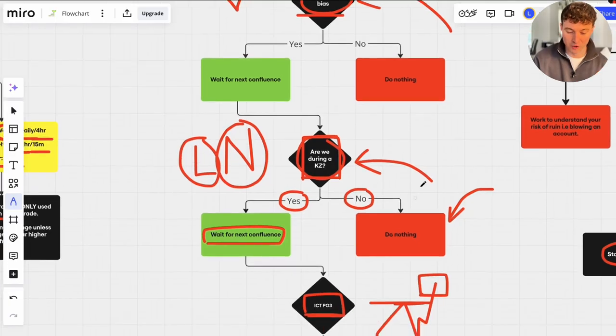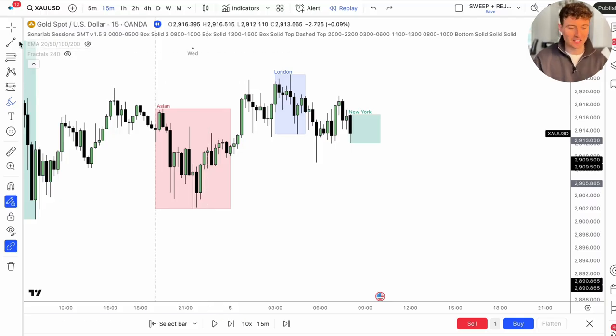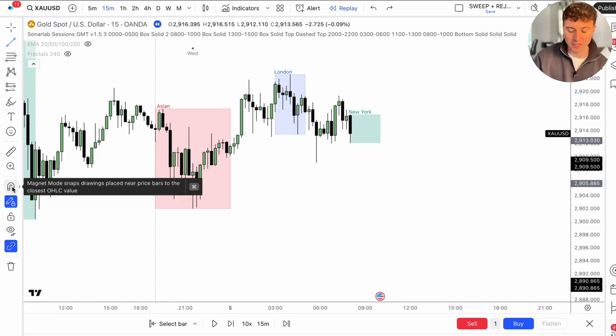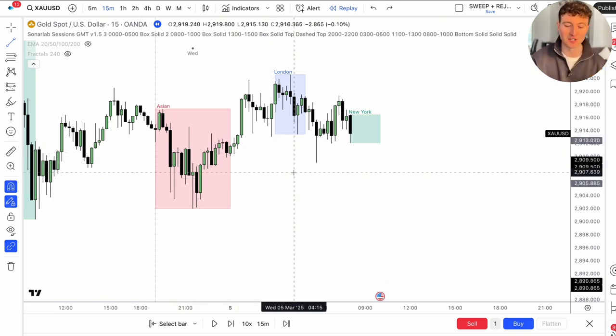Okay, great. So we've understood that we are during a kill zone. So therefore, that is a tick for step number 2. Step number 3 is the ICT power of 3. So we need to look for an ICT power of 3. And because we are long bias, we need to identify sell side liquidity.